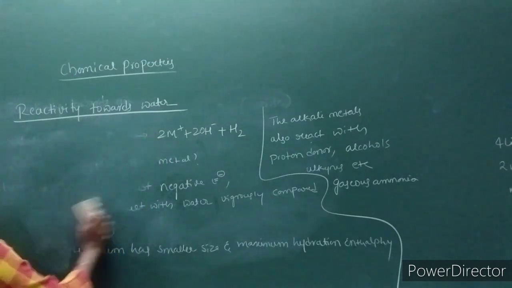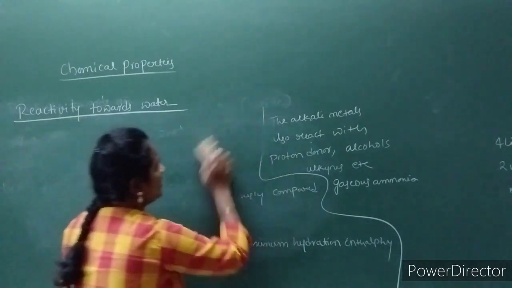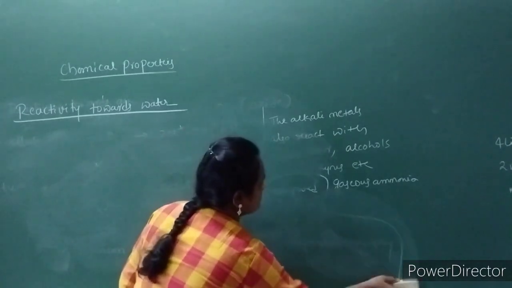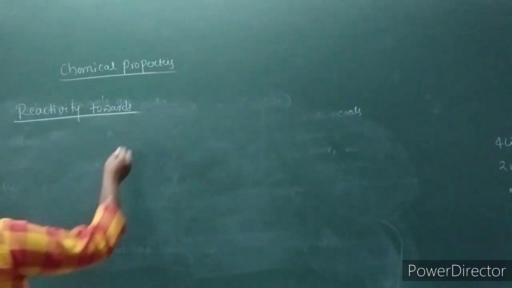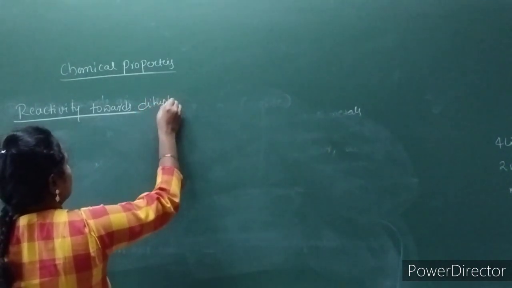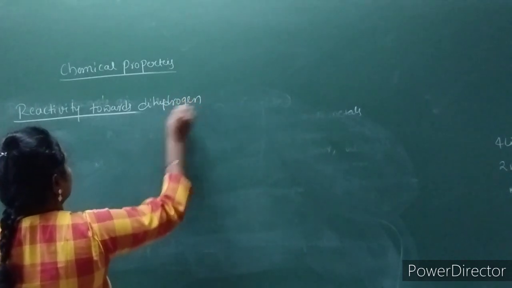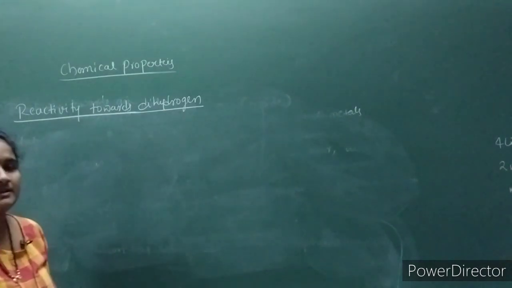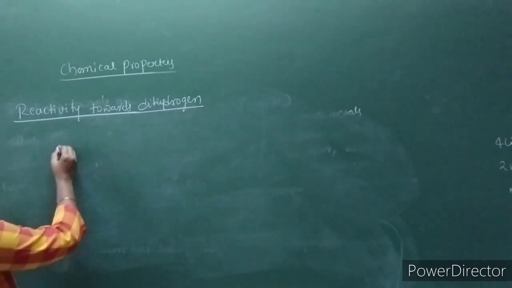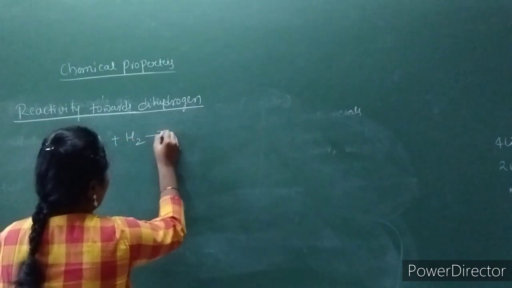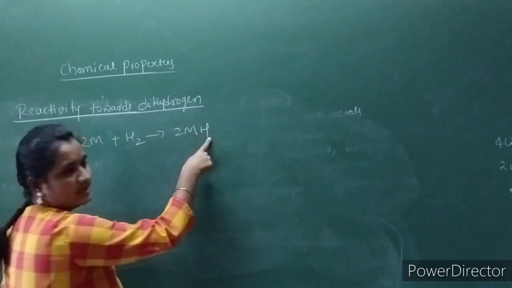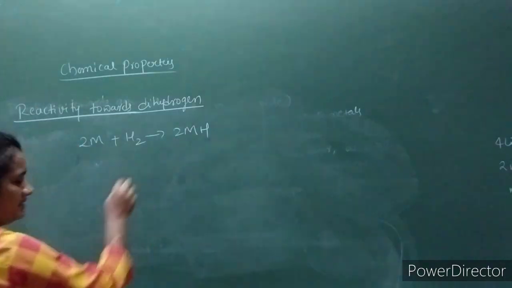And the third property is the reactivity towards dihydrogen. Reactivity towards dihydrogen means hydrogen. So when alkali metals are reacted with the dihydrogen, they form the corresponding alkali metal hydrides.